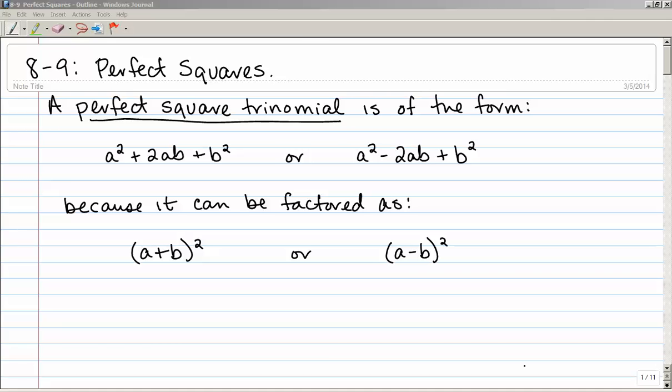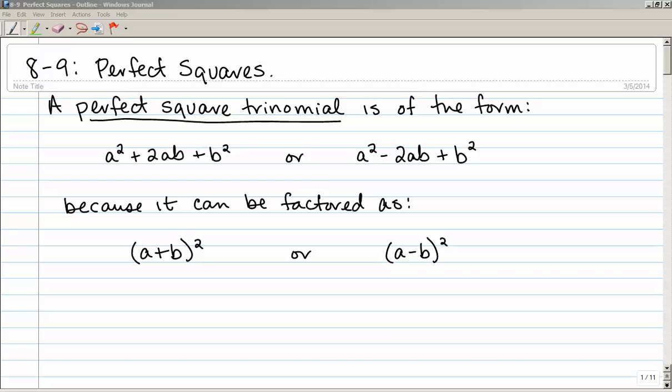Section 8-9 is on perfect squares. A perfect square trinomial, we've actually already seen these, is in the form a squared plus 2ab plus b squared, or a squared minus 2ab plus b squared. And we've seen these before. I think it was back in section 8-4.